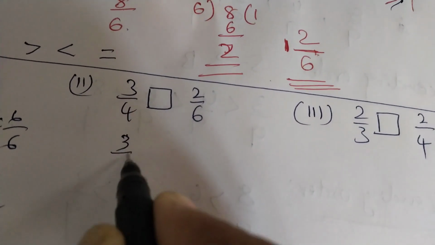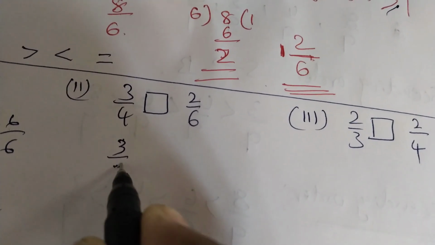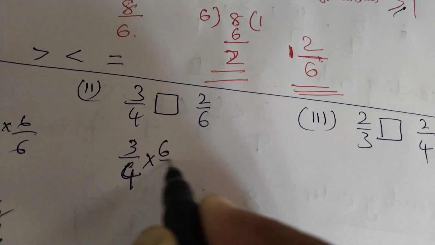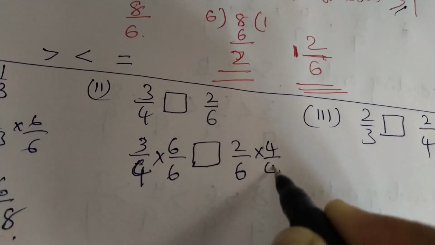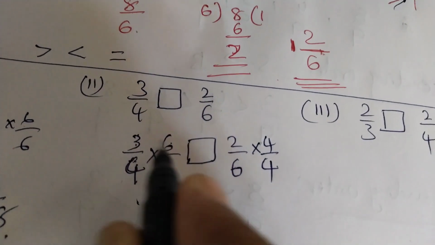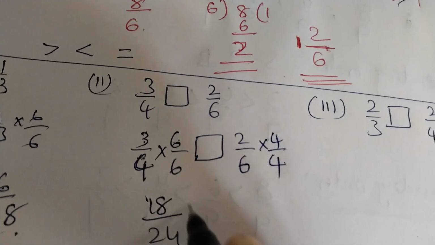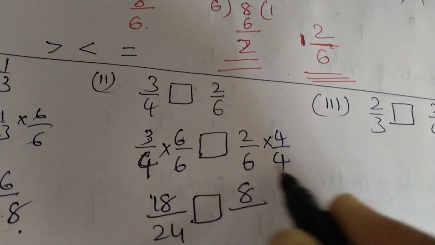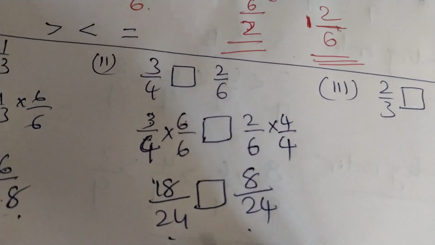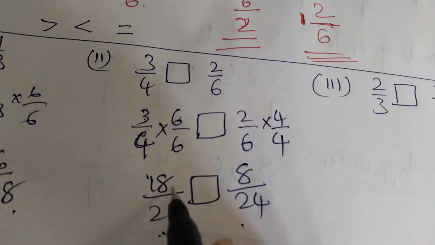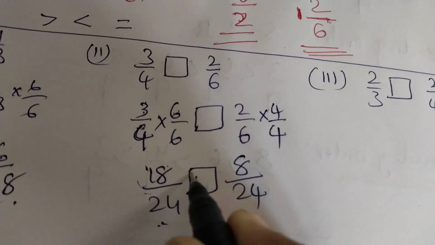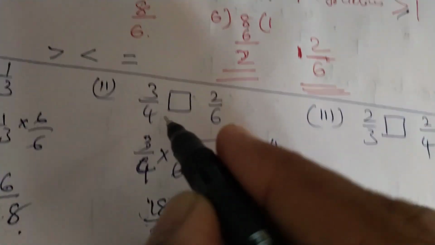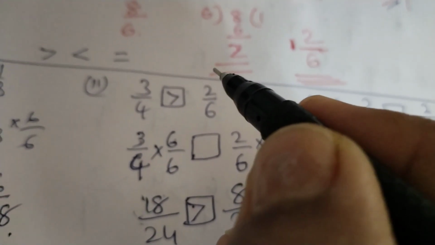These fractions are also unlike fractions. We are going to convert these to like fractions. For this I am going to multiply the first fraction with the second fraction's denominator, and the second fraction with the first fraction's denominator. 3 sixes are 18 by 4 sixes are 24, and 2 fours are 8 by 6 fours are 24. Now the given fractions are converted to like fractions. The bigger numerator gives the bigger fraction, so I am going to put greater than. 18 by 24 comes from 3 by 4. So 3 by 4 is greater than 2 by 6.